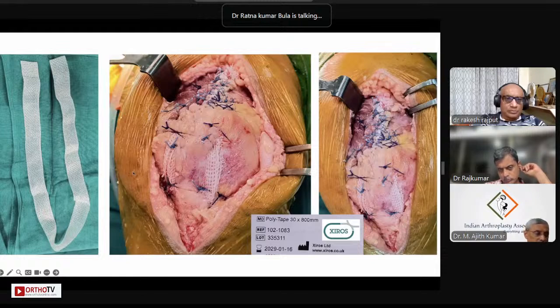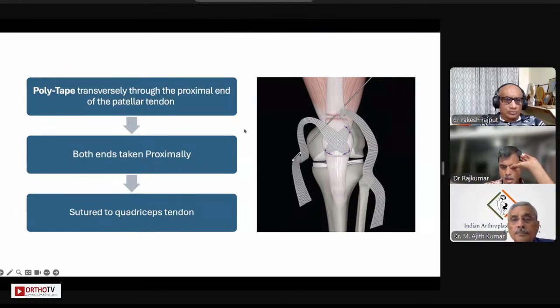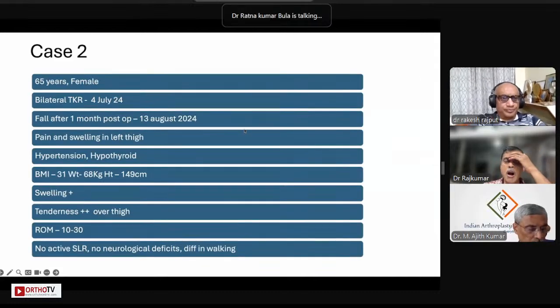Following that, augmentation was done using a quartz poly tape, 30 by 800 millimeters in length. The procedure was, we passed the quadriceps tape through the inferior pole of the patella, across the patella and superiorly, and in a bundle-shaped manner it was sutured into the quadriceps tendon. This is done in 30 degrees of flexion to keep the tightness of the extensor apparatus. Any slack was removed and tacking sutures were applied. So I would go to the second case.